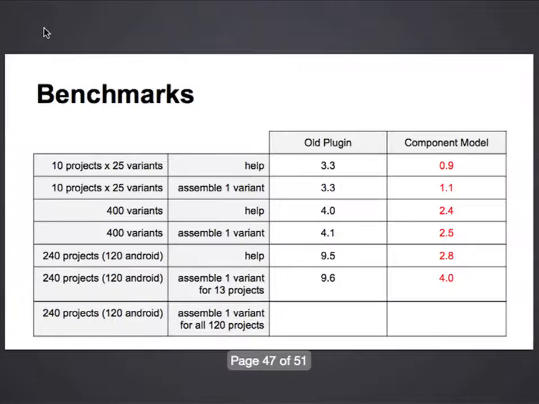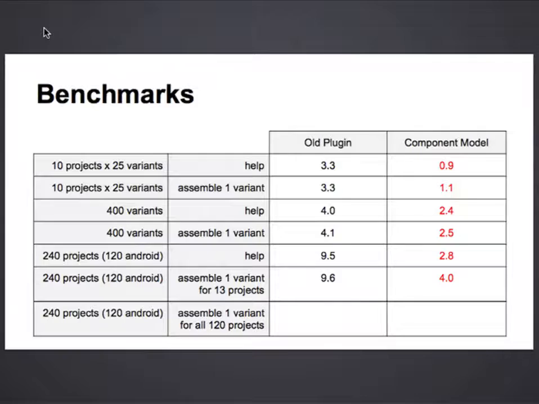The other project is a 120-project Android project. The settings file contains 120 projects, but because every parent path is also a Gradle project, it's actually 240. So help is even faster: we go from 9.5 to 2.8 seconds, which is awesome. Assemble is also a good gain. It's slower than help, but compared to the old plugin, it's faster.